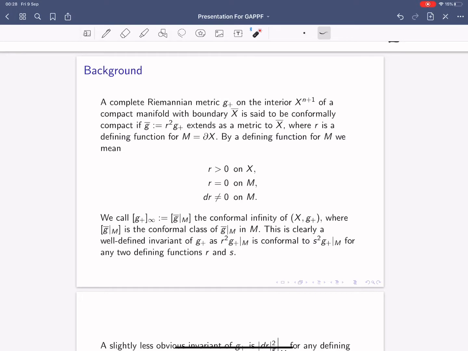It's not really that, but sometimes it is locally that, with respect to this G bar. So if this extends to a metric on the entire compact manifold, where R is a defining function for the boundary, which we call M, and by a defining function we mean this. So R is positive on the inside of X, R is 0 on the boundary, and dr is never 0 on the boundary.